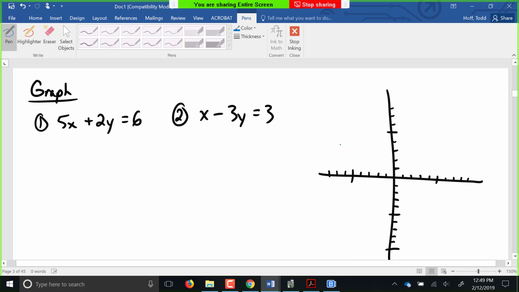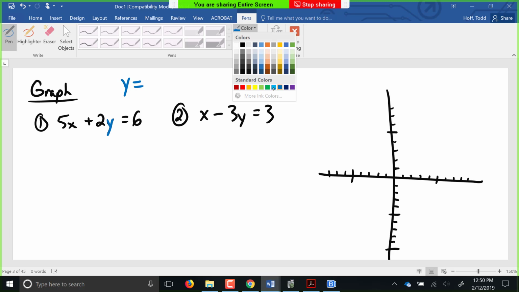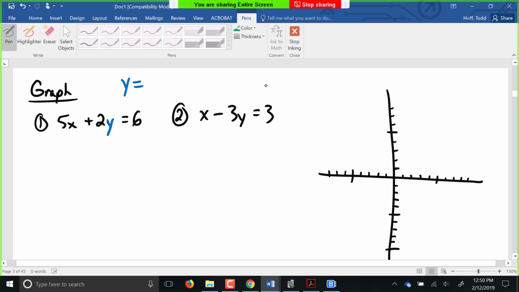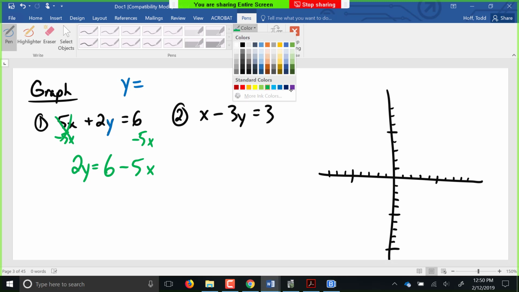So for these equations, both of them need to be put in graphing form. The easiest form to graph them in is slope-intercept form. So I want them to be of the form y equals. So we need to get y by itself. In this first one, what's the first thing we're going to do? Get rid of the 5x. It is positive, so we will subtract 5x. So we have 2y equals 6 minus 5x. Now, some have been taught to do negative 5x plus 6. It's going to give you the same result. What's our next step?